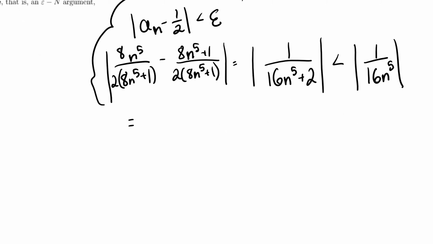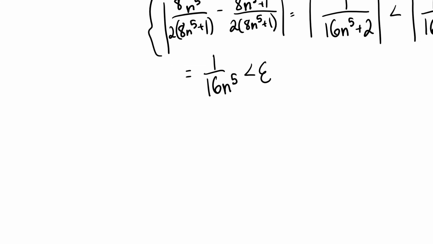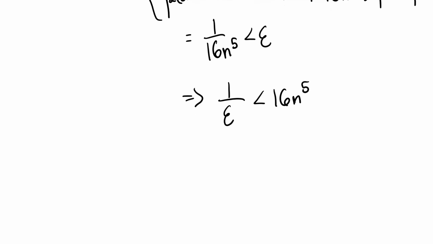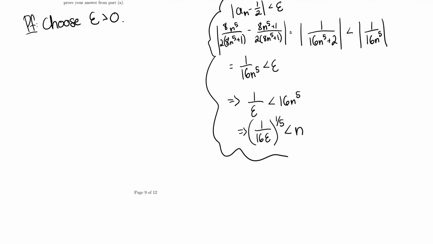Actually, we could even make it simpler for ourselves. We could get rid of the 16, and we could even just make it 1 over n. Okay, we're getting ahead of ourselves. Let's just stick with this. So we want that to be less than epsilon. Since we know epsilon is bigger than 0, we can divide by it. So let's divide by epsilon and multiply both sides by 16n to the 5th. We know that both of them are positive, so we don't have to worry about flipping signs. So maybe we look at 1 over 16 epsilon and then all to the 1/5 root. So that's our capital N that we'll need to pick.